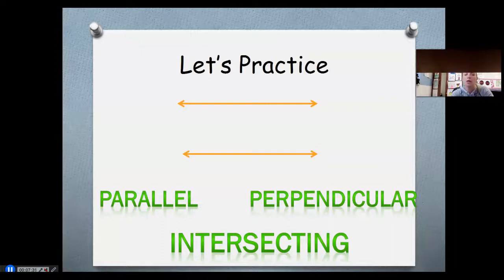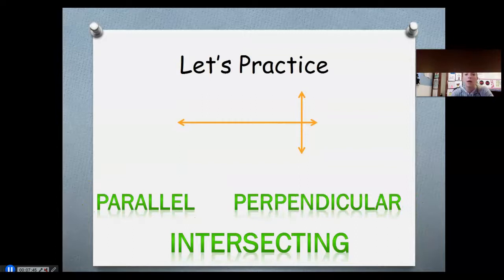If you chose that these lines are parallel, you are correct. Remember that these look like two L's. Two L's are in the word parallel, so these are parallel lines. They will never ever cross. What about this? Are these lines parallel, perpendicular, or intersecting?